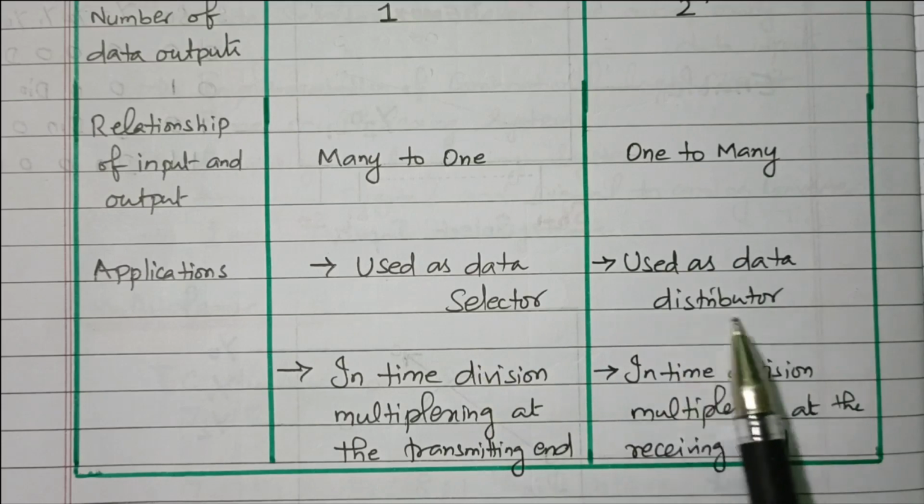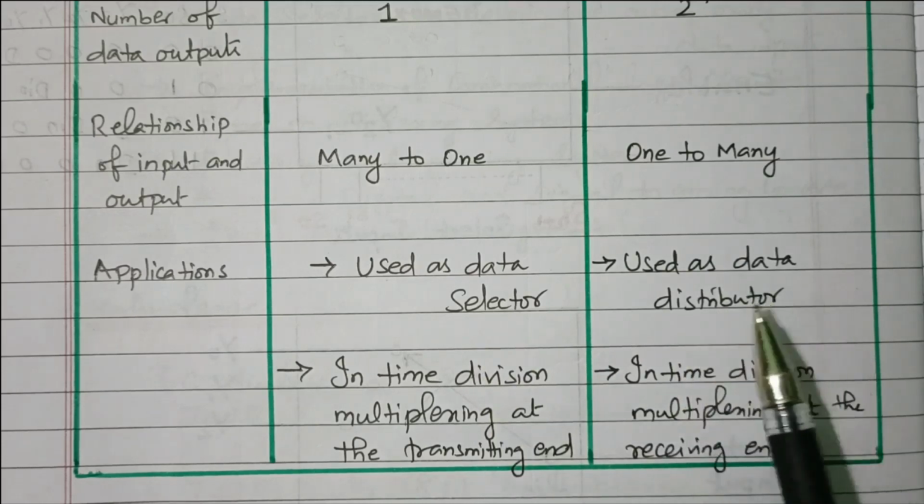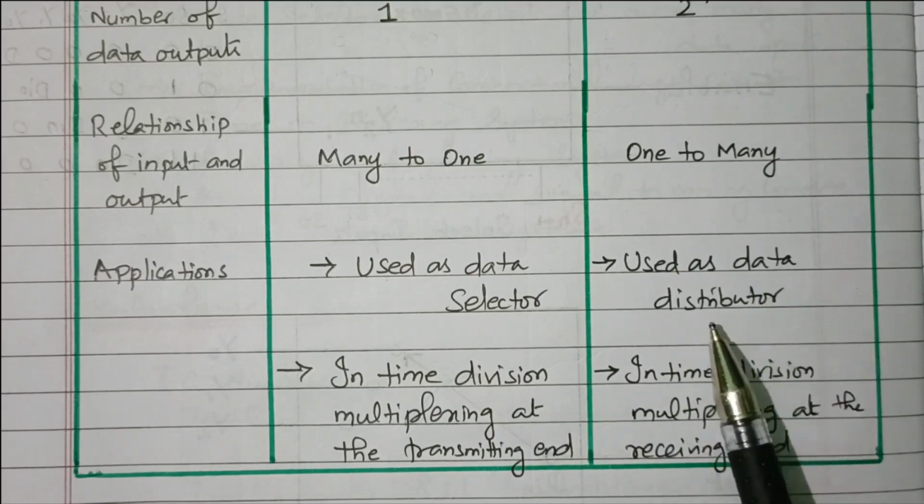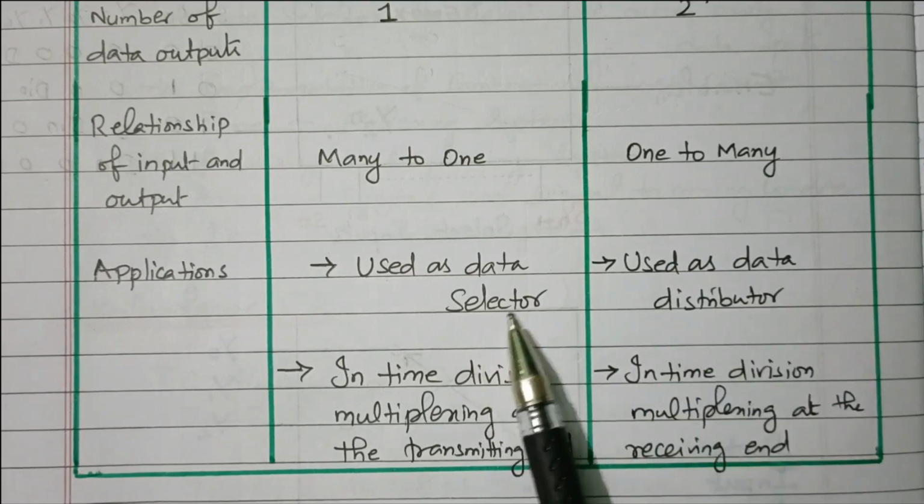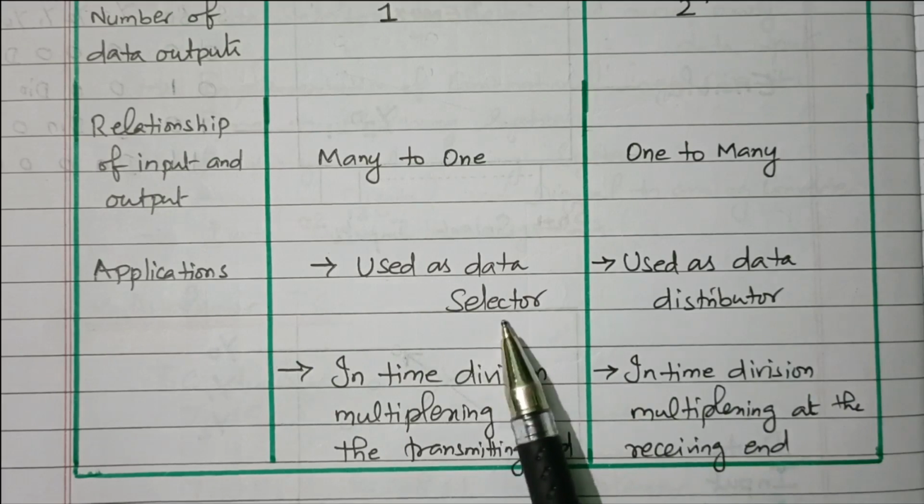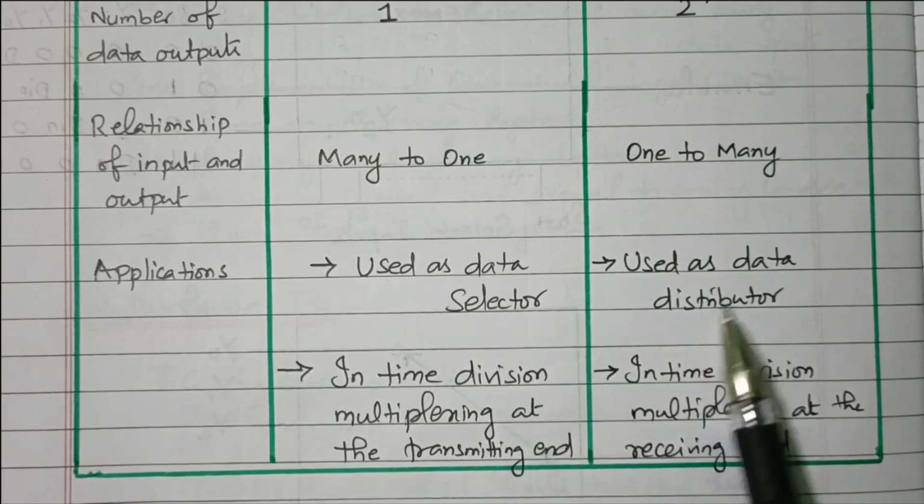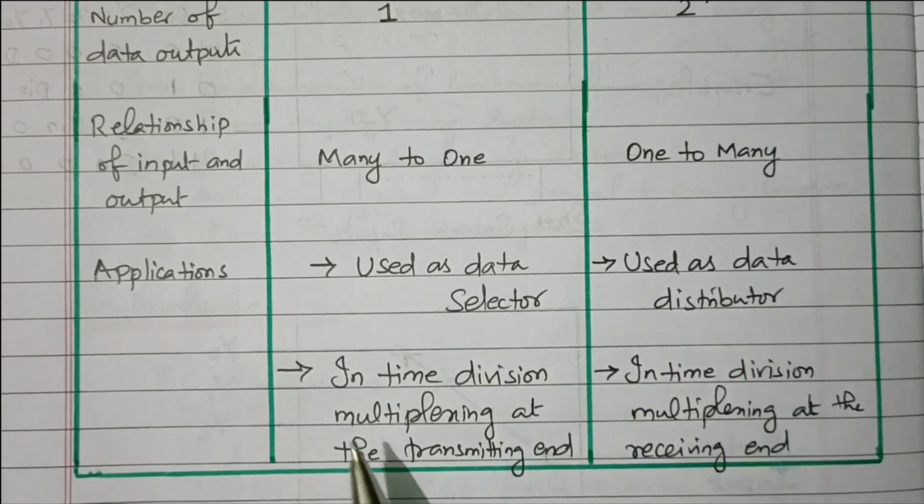The demultiplexer is used as a data distributor. One data is distributed to many lines. There it is a distributor. The multiplexer is a selector: many data are available, and from them we are selecting. Here only one data is available, and that is distributed.